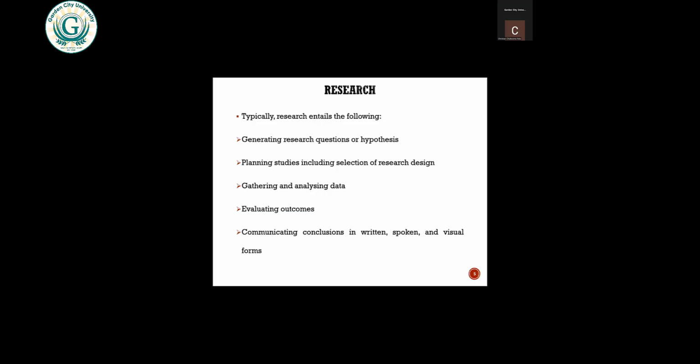And then when you generate the research question, in order to perform the research, you need to sit down and plan how exactly you will conduct it. First, you select the research design. You would check how long it would take you to do that research. You would also look at the materials you would need, and how much it will cost you to conduct that research.